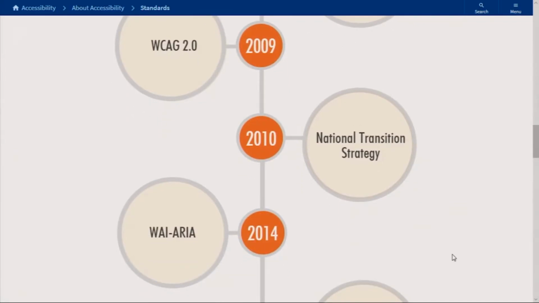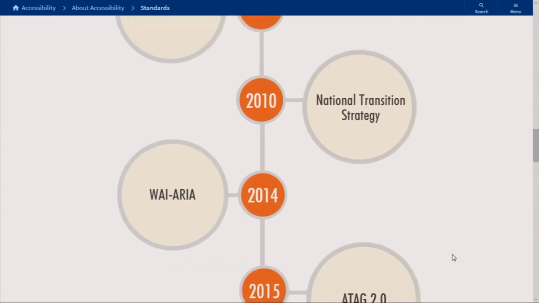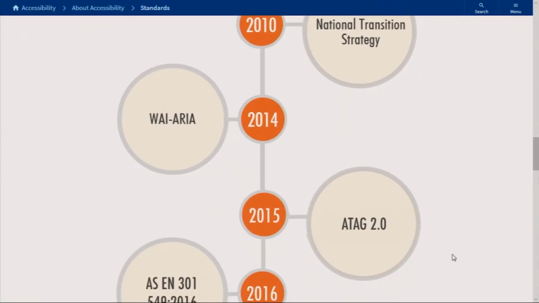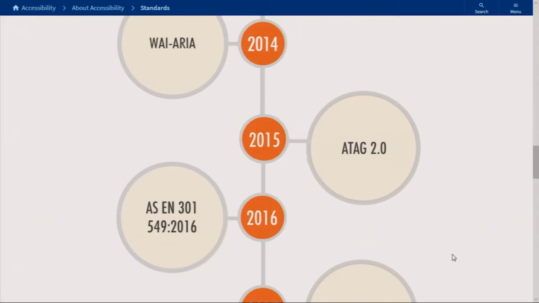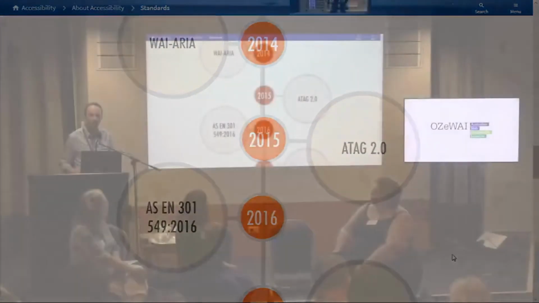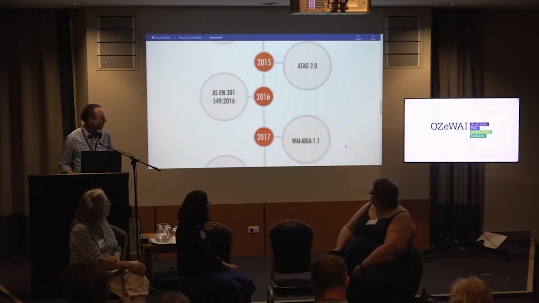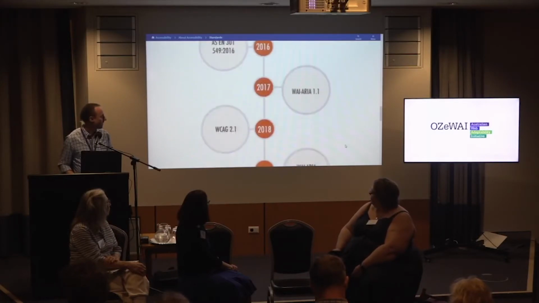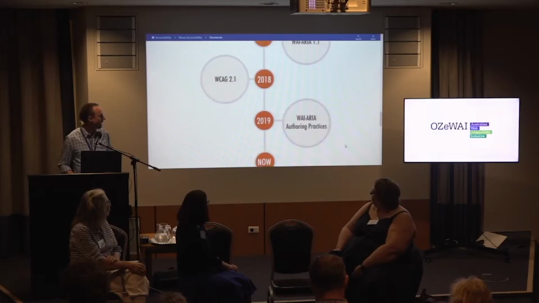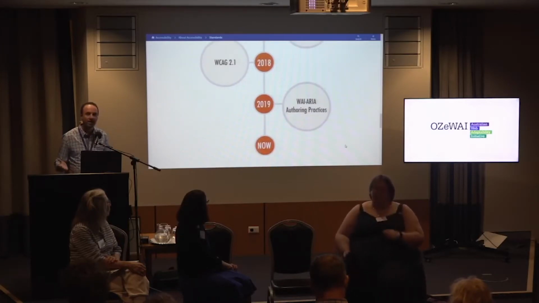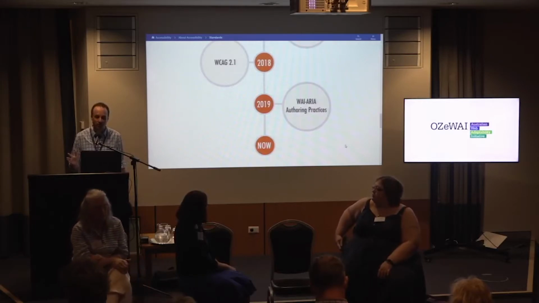So then we've got 2014, OZeWAI ARIA came out, ATAG 2.0 in 2015. Then we've got the European Standard for Procurement coming out in 2016. So that's another one too. I think sometimes people look to the W3C to be providing advice on procurement when there's actually probably other bodies who are providing that advice, and it's already in development. Then we've got OZeWAI ARIA 2017, WCAG 2.1 in 2018. The authoring practices 2019.